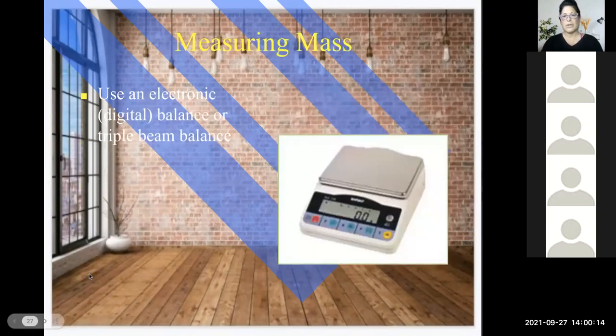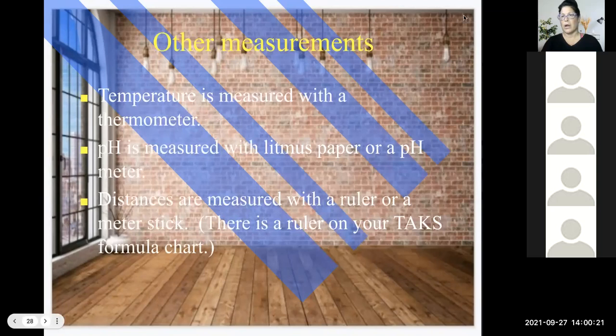Okay, measuring mass, we can use an electronic or digital balance or a triple beam balance. And we are going to go over those, even though we don't have them right in front of us, but I can still show you how to do it. Temperature is measured with a thermometer. We can measure pH with litmus paper or a pH meter. Distance, of course, with a ruler or meter stick.